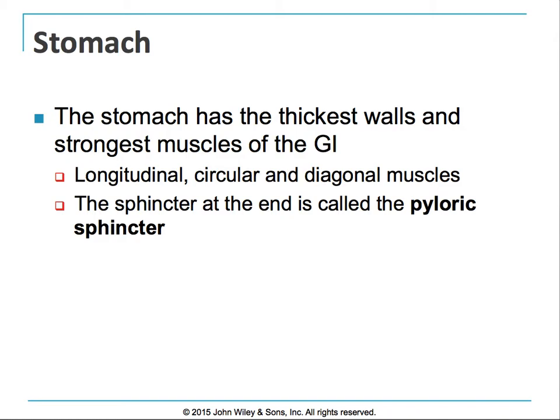The sphincter at the end of the stomach, so this is connecting your stomach to your intestine, is called the pyloric sphincter. So just like we saw the sphincter at the top of the stomach that opened and closed to allow the bolus to come in, there's also another sphincter at the bottom of the stomach called the pyloric sphincter that opens and closes to allow food to pass into the intestine once it's properly broken down in the stomach.